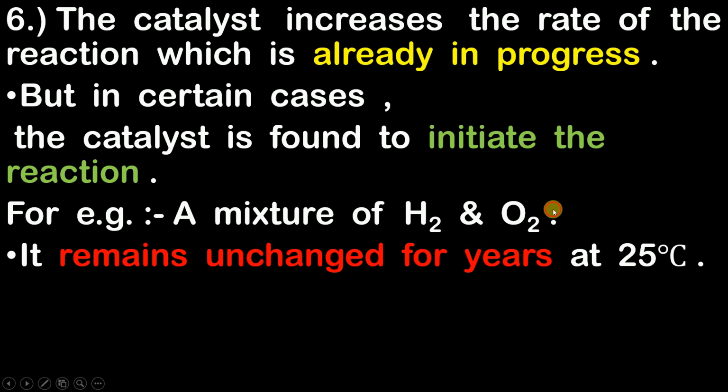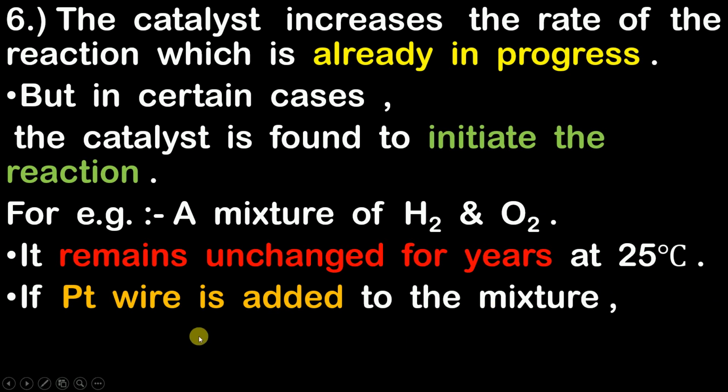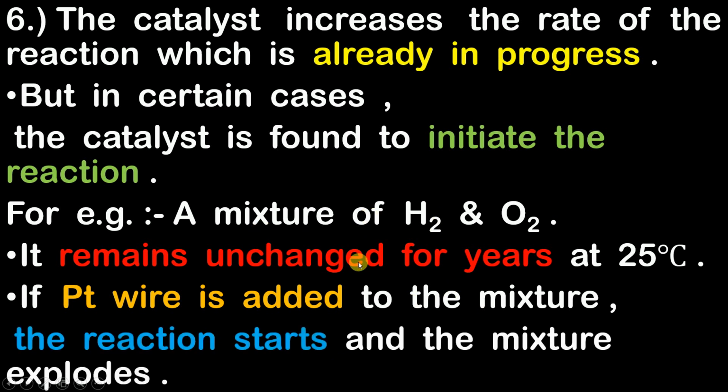But as soon as you add your catalyst, that is nothing but a platinum wire, this mixture is going to start reacting, and it is going to react so rapidly that the mixture is going to explode. So there are certain reactions which require a catalyst even to start the reaction. In most cases the reaction starts by the reactants themselves, and we only require a catalyst in order to increase the speed. There are very rare cases like the mixture of H2 and O2, which requires a catalyst to start the reaction itself. I hope you are clear with this.